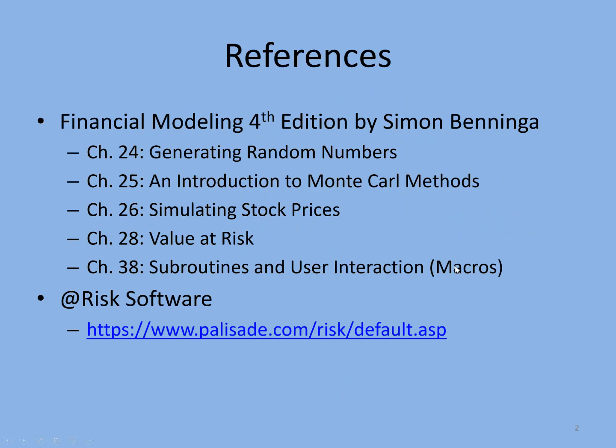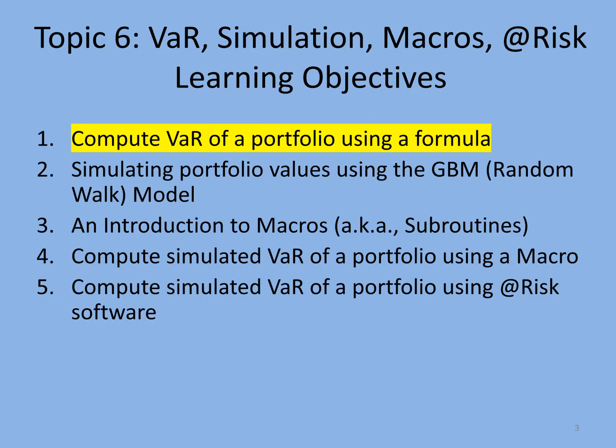References for this material include Financial Modeling, 4th edition by Simon Benninga. Chapter 24 covers generating random numbers, 25, an introduction to Monte Carlo methods and simulation, 26, simulating stock prices, 28, value at risk or VaR, and 38 is subroutines, i.e. macros. Also, here's a link if you're looking for information about the @Risk software which we will be using.